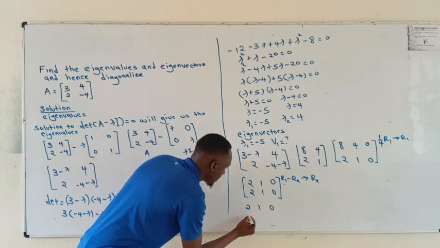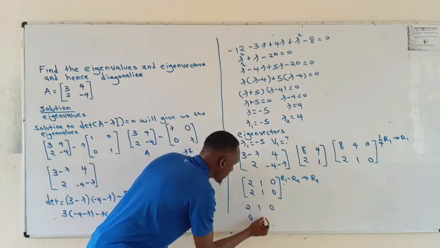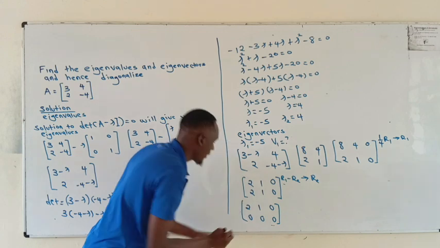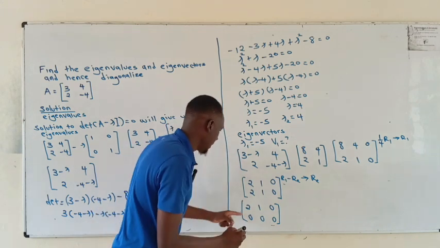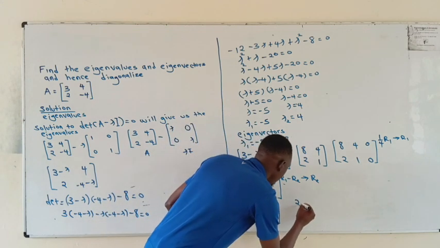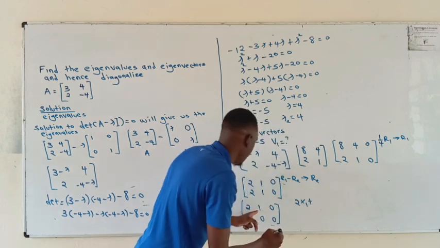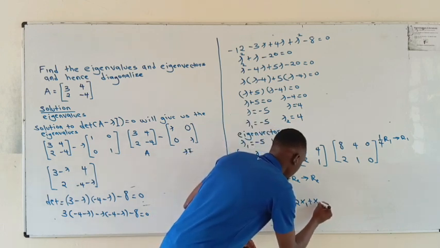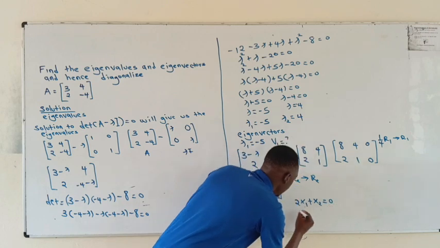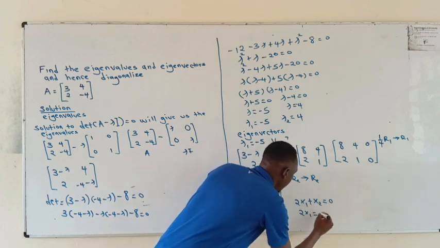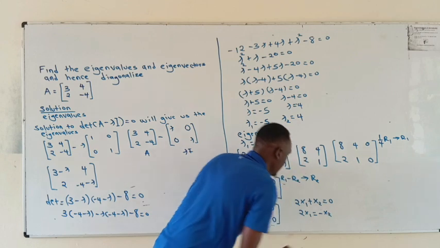2 minus 2 is 0. 1 minus 1 is 0. 0 minus 0 is 0. So we realize that in our row 1, we have 2x1 plus x2, which is equal to 0, meaning our 2x1 is equal to negative x2.